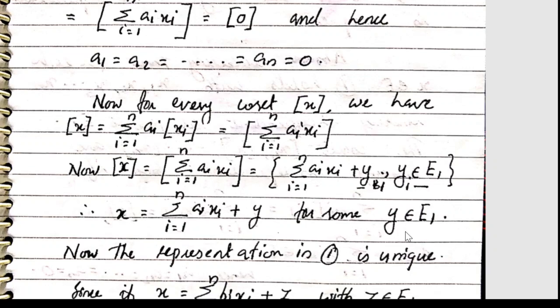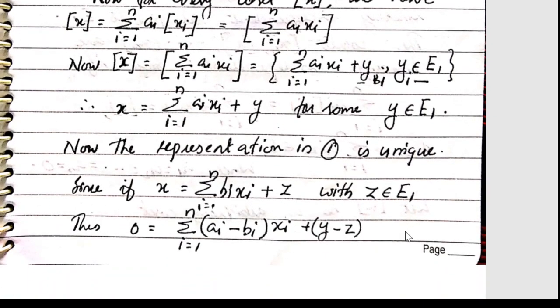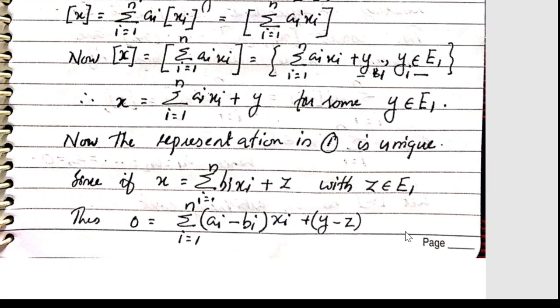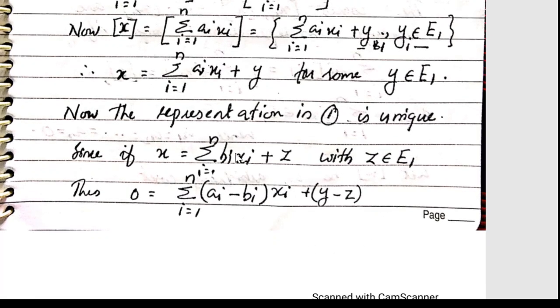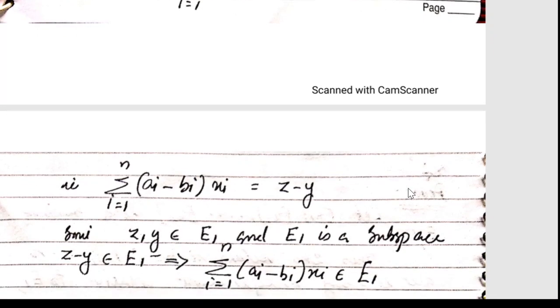Now we want to show that such a representation is unique. We have expressed x in our desired form. Now we will prove that such an expression is unique. Suppose x can be written as the sum over i equal to 1 to n of bi xi plus some z, for some z belonging to E1. Then we can subtract these two. So you get 0 equal to the sum over i equal to 1 to n of (ai minus bi) times xi plus y minus z. That is, the sum over i equal to 1 to n of (ai minus bi) times xi is equal to z minus y.